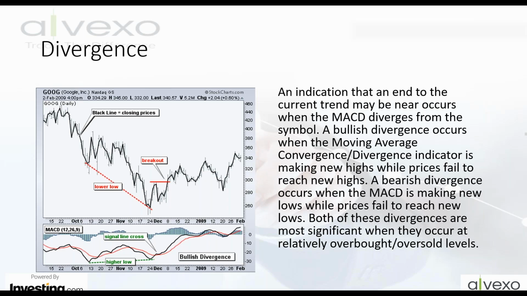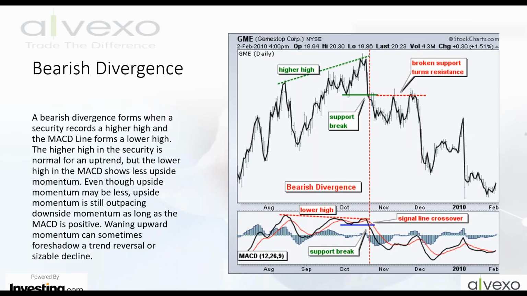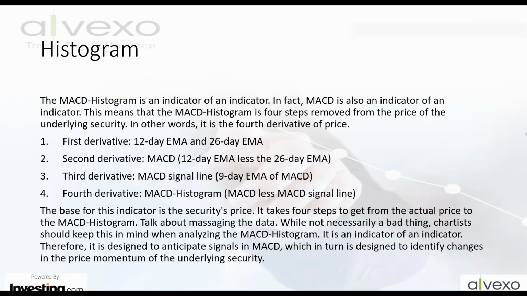Okay. Again, it's not one of my fortes, but a bearish divergence forms when a security records a higher high and the MACD line forms a lower high. The higher high in the security is normal for an uptrend, but the lower high in the MACD shows less upside momentum. So in other words, we see price soaring up while the indicator is showing us a reduction in momentum. It's telling us that something isn't right.